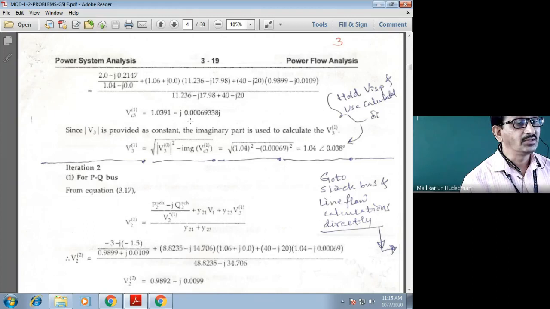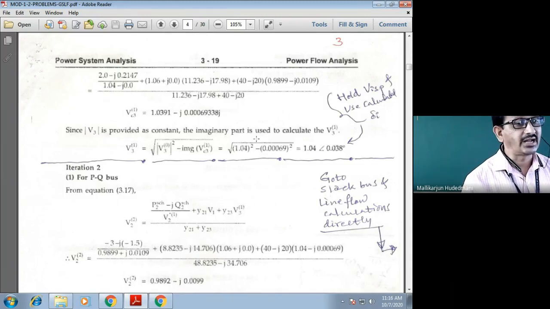When you convert this to polar form, you will have magnitude and angle. So magnitude you replace by 1.0. Can you see in the final mark here? Hold VI specified and use calculate delta. I wrote a comment here. You don't worry about this calculation. Directly this answer, what you got, you convert to polar. Once you convert to polar, you will have magnitude and angle. Angle is the one you have to carry forward.